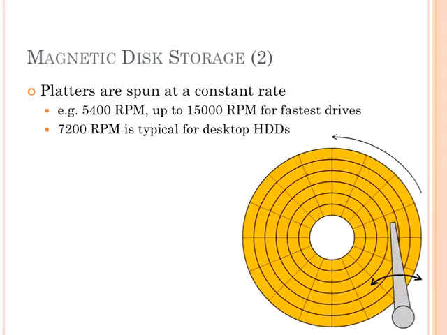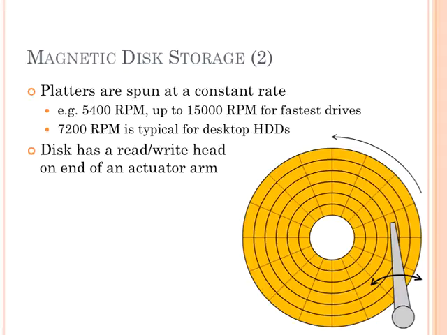10,000 RPMs is the rotational speed of the drive inside the database server we use for the database class. So 7,200 RPM is very common for desktop hard disks. Why would we vary the speeds? Well, we'll talk about that in a second.